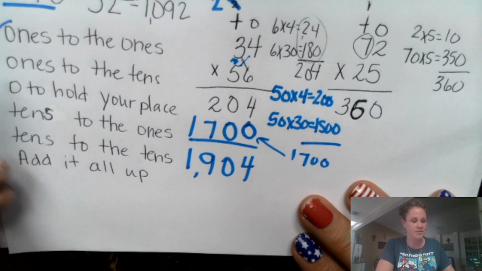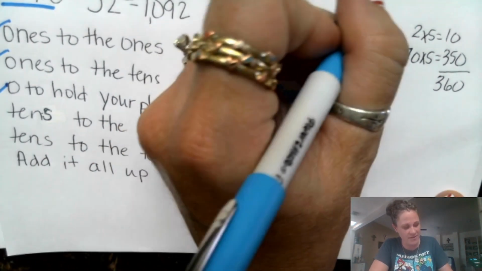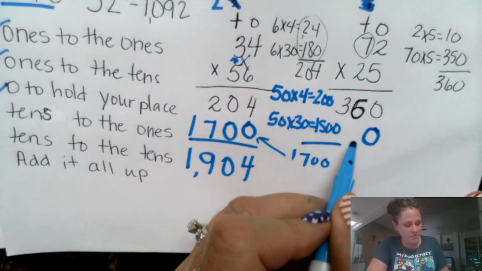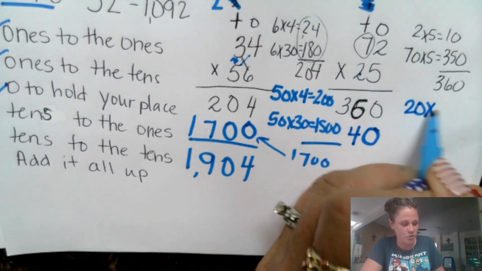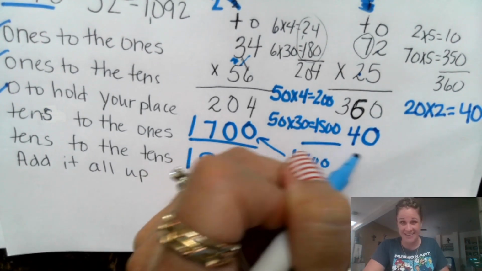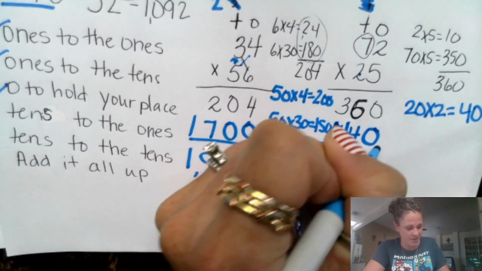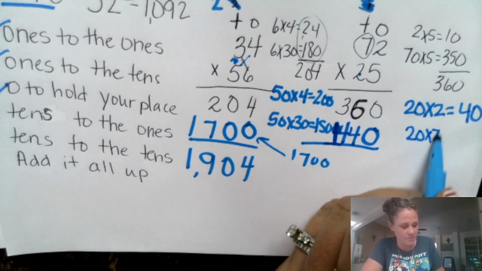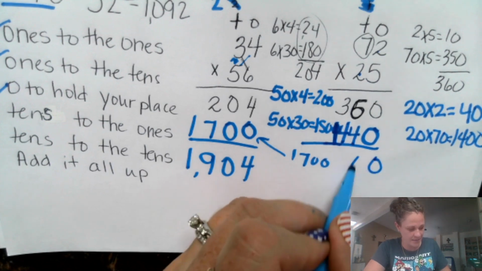Okay, now I'm going to go to the next step. So I did ones to the ones, ones to the tens. Now I'm going to put a 0 to hold my place, because remember, everything I'm doing now is multiplied by 10. So I'm going to say 2 times 2, which is 4. But remember, this is really 2 tens. I'm doing 20 times 2, which is 40. And then you see that right there. Now I'm going to do 2 times 7, which is 14. Running into my other problem. But I'm really saying 20 times 70, which is 1,400.